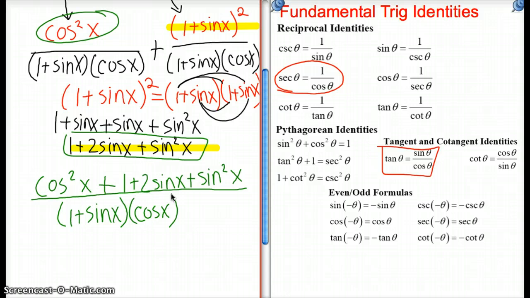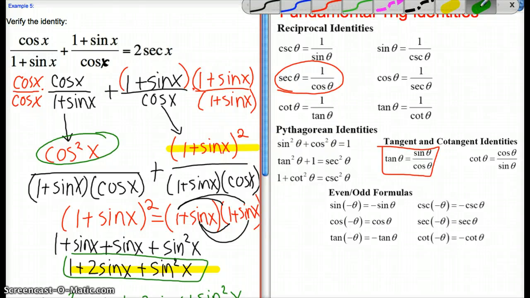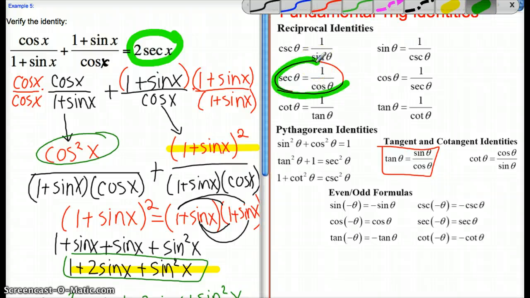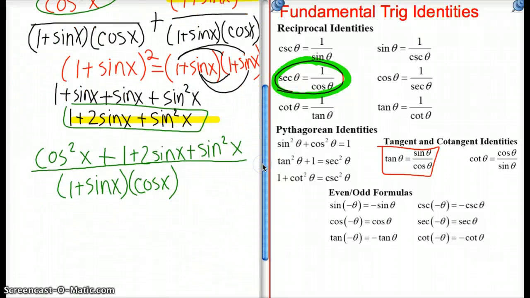Now, never forget what your goal is. We've done all this work. It seems a lot more complicated, but never forget what our goal is. I'm going to go back up and peek at what my goal is. My goal is to convert the original statement to 2 secant of x. So I want to think about what secant of x is equal to. It's equal to 1 over cosine. So that gets me intrigued. I like having cosine in the denominator, and if I remember my former expression here, it has a cosine in the denominator. So I like that there.